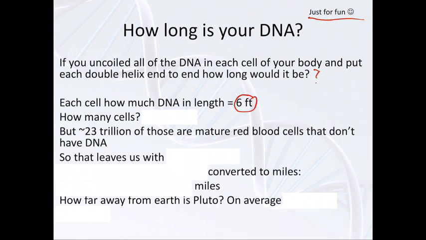How many cells do we have? I talked about this first day of class, 30 trillion cells. But 23 trillion of those cells don't have DNA. They don't have a nucleus because they're red blood cells. Red blood cells don't have a nucleus. So that really only leaves us with 7 trillion cells. That's a lot.